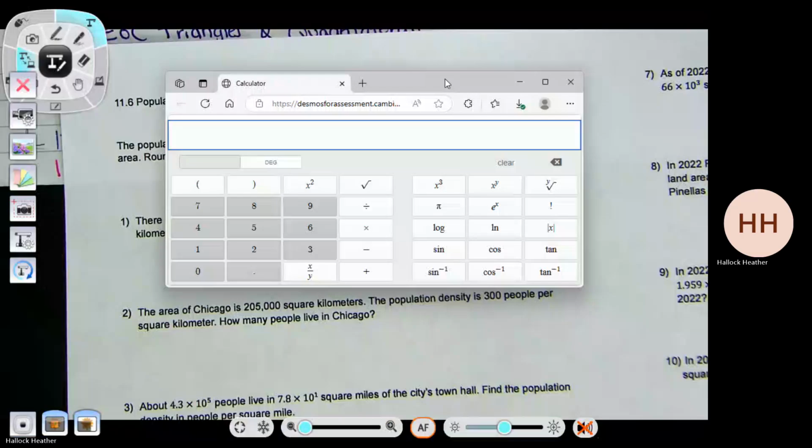Look just like this. That way you get used to the buttons and whatnot.